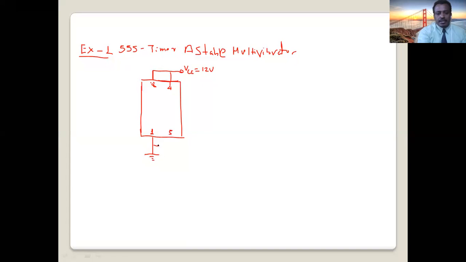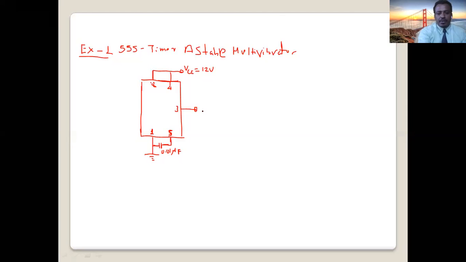So as we have discussed last time, to minimize noise, it's better to connect pin number 5 to ground through a capacitor value 0.01 microfarad. Okay, because we are not using input pin number 5 called control voltage. Pin number 1 is ground. Pin number 3 is what? The output. Here is our output.